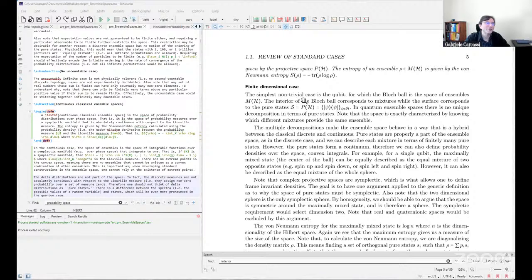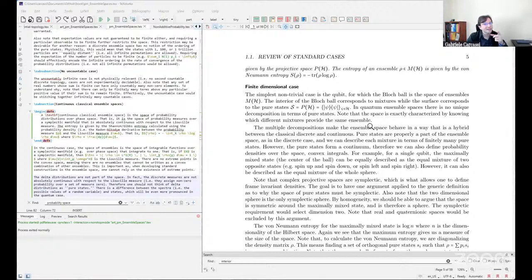The simplest non-trivial case is the qubit, for which the Bloch ball is the space of ensembles. So again, you have a ball, and the interior of the Bloch ball corresponds to the mixtures, while the surface corresponds to the pure states. And the pure state you can always write in such a manner with this ket notation. In quantum ensemble spaces, there is no unique decomposition in terms of pure states. Note that the space is exactly characterized by knowing which different mixtures provide the same ensemble.